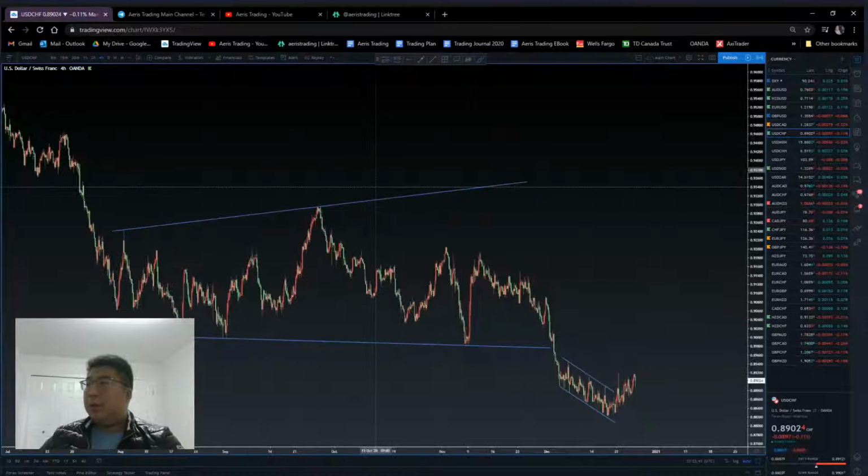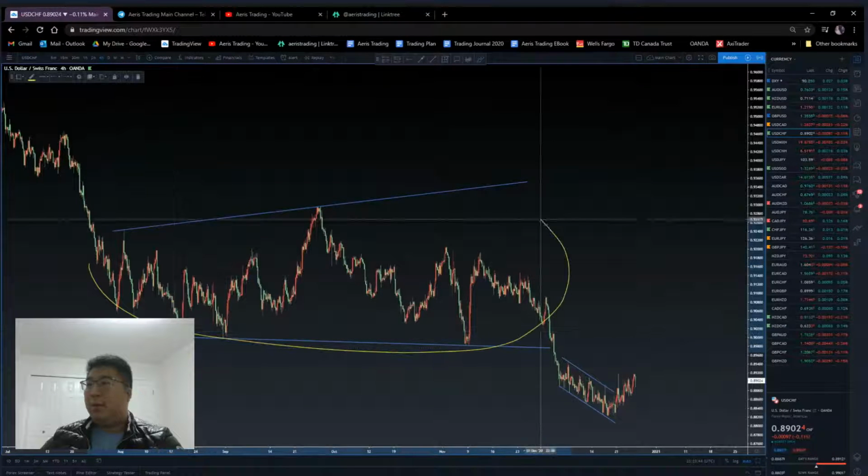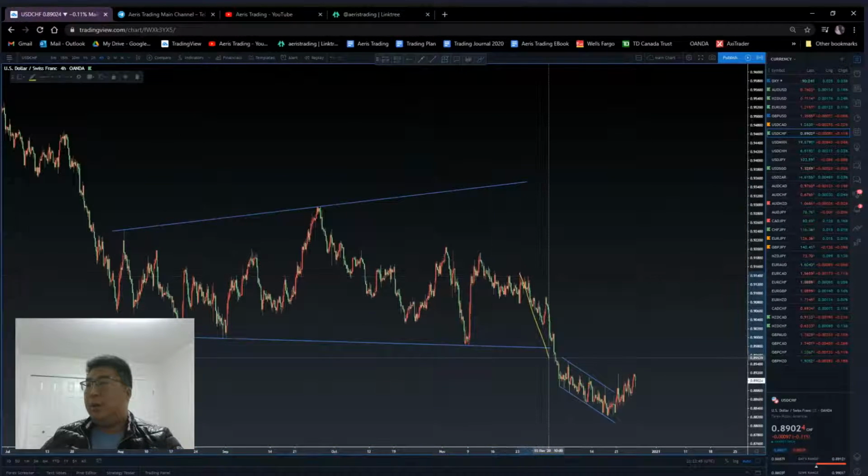So dollar Swiss, very similar to dollar CAD. We had this larger structure. We pushed down, but there was no continuation. This to me is a reversal structure, a reversal correction. So it's a descending channel.